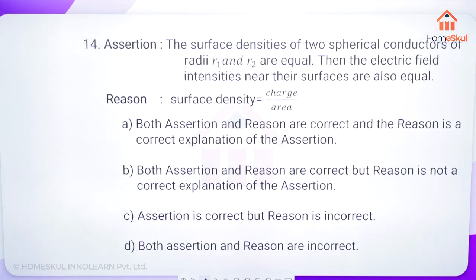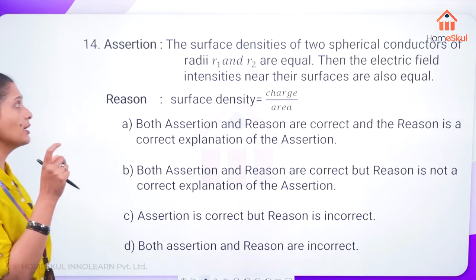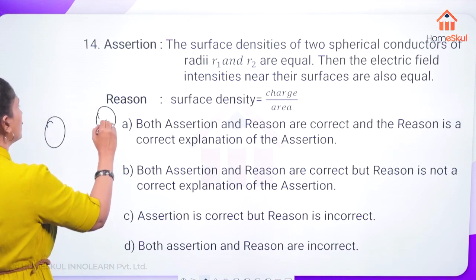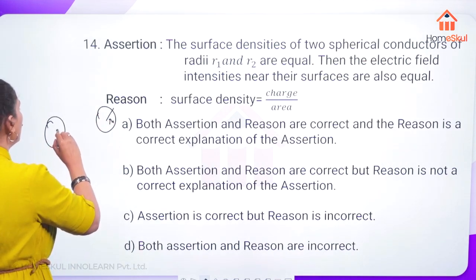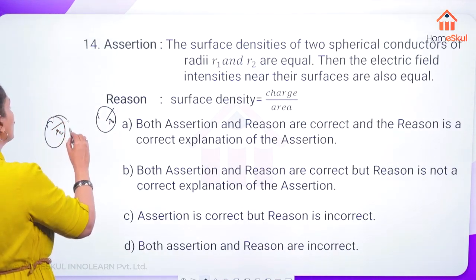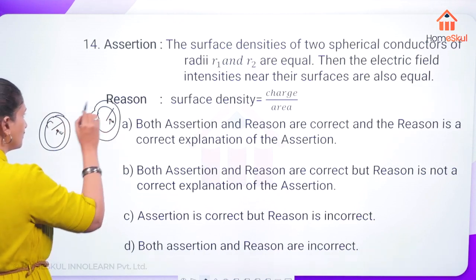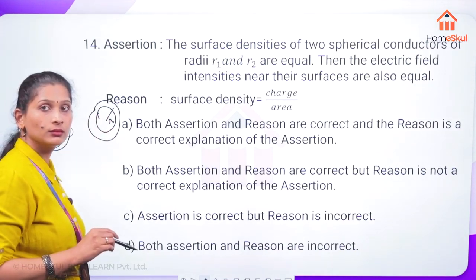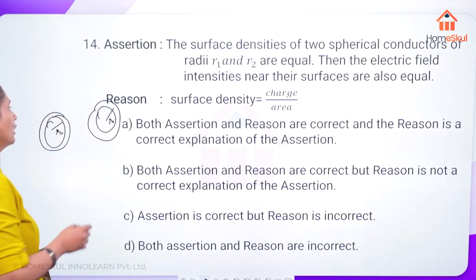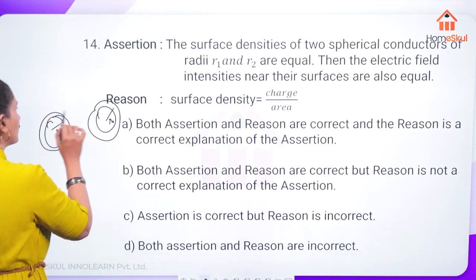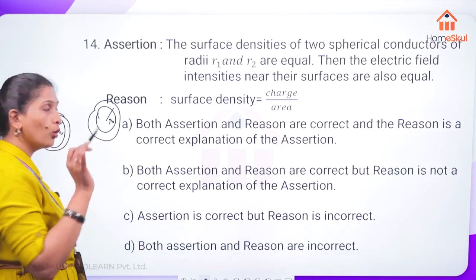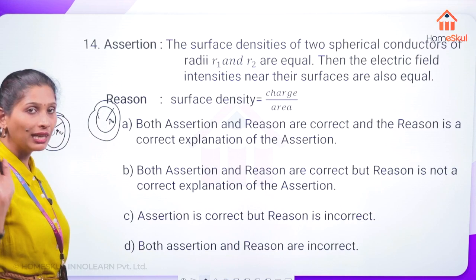Come on, go for it now. It's given the surface densities of two spherical conductors. Okay, you have two spherical conductors of radii R1 and R2, and the electric field intensities near their surfaces are also equal. If the surface densities of these two are equal, they are telling that the electric field intensity should also be equal, no matter that the radii are different. That is what the statement implies.